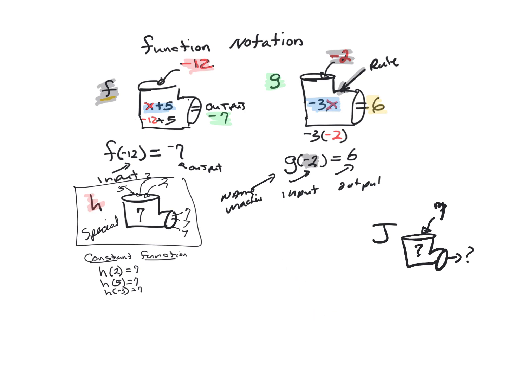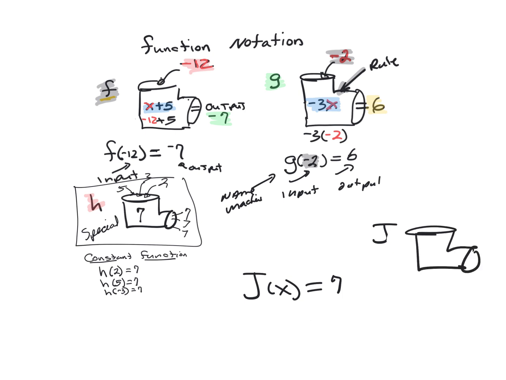If I say J of X equals 7, that means we're using the J machine. We still don't know what the rule is, and 7 is coming out of the machine, so this is your output, and your X is your input. So whatever is in the parentheses is always going to be your input.